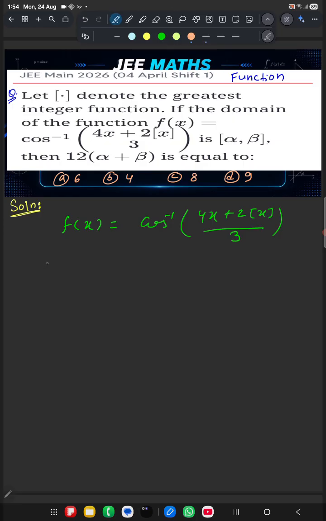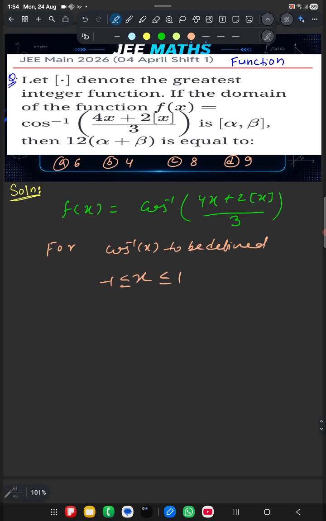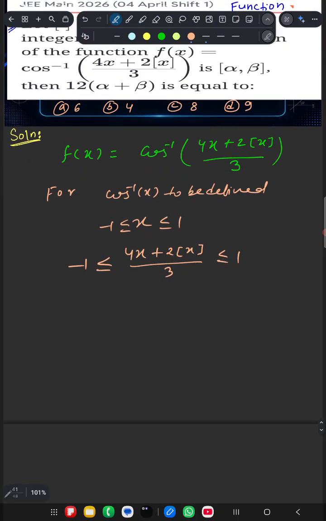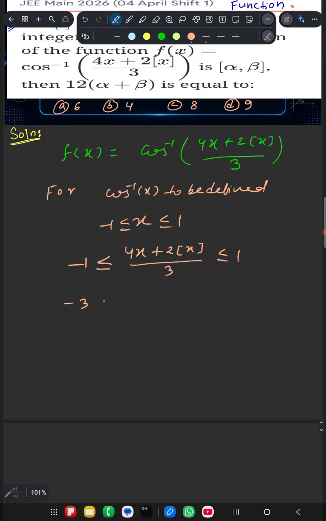Now you know that for the trigonometric function cos inverse x to be defined, the value of x must lie between -1 and 1. Yes or no? For that reason, here in our case, the 4x plus twice of the greatest integer function of x divided by 3 must lie between -1 and 1. Clear? If you cross multiply, you will get -3 less than or equal to 4x plus twice of this.